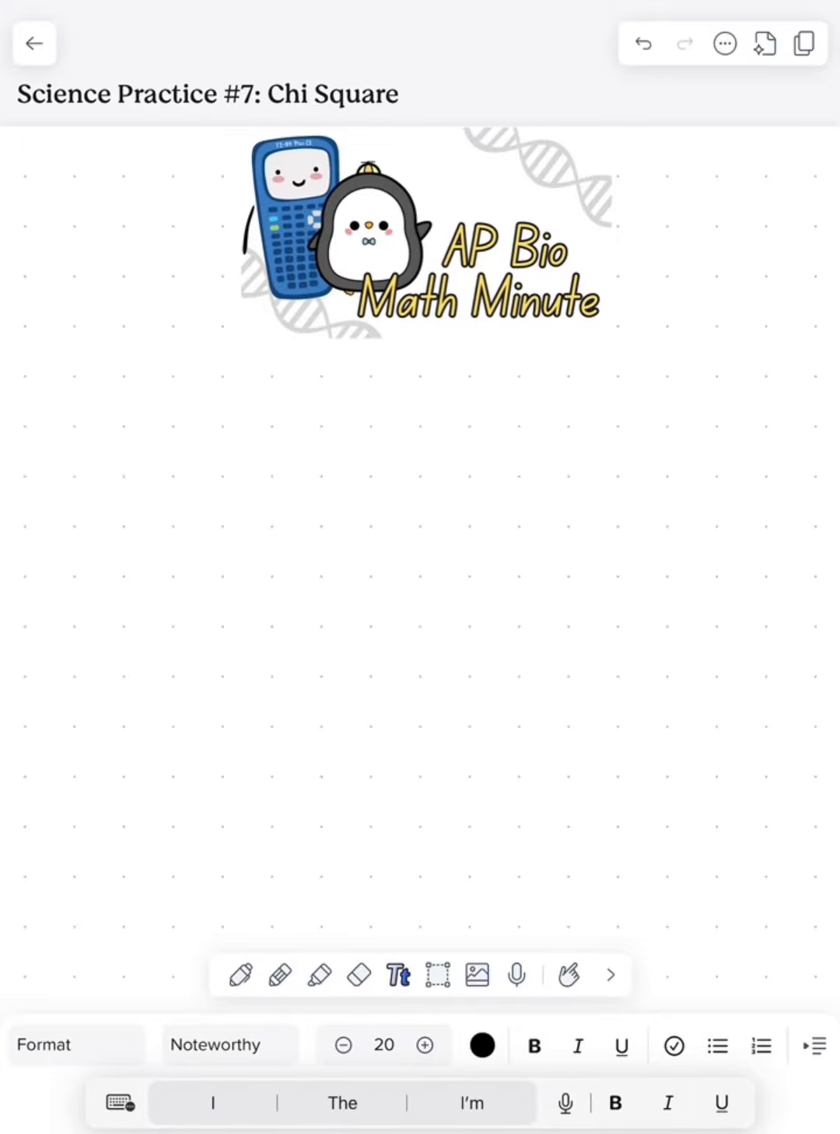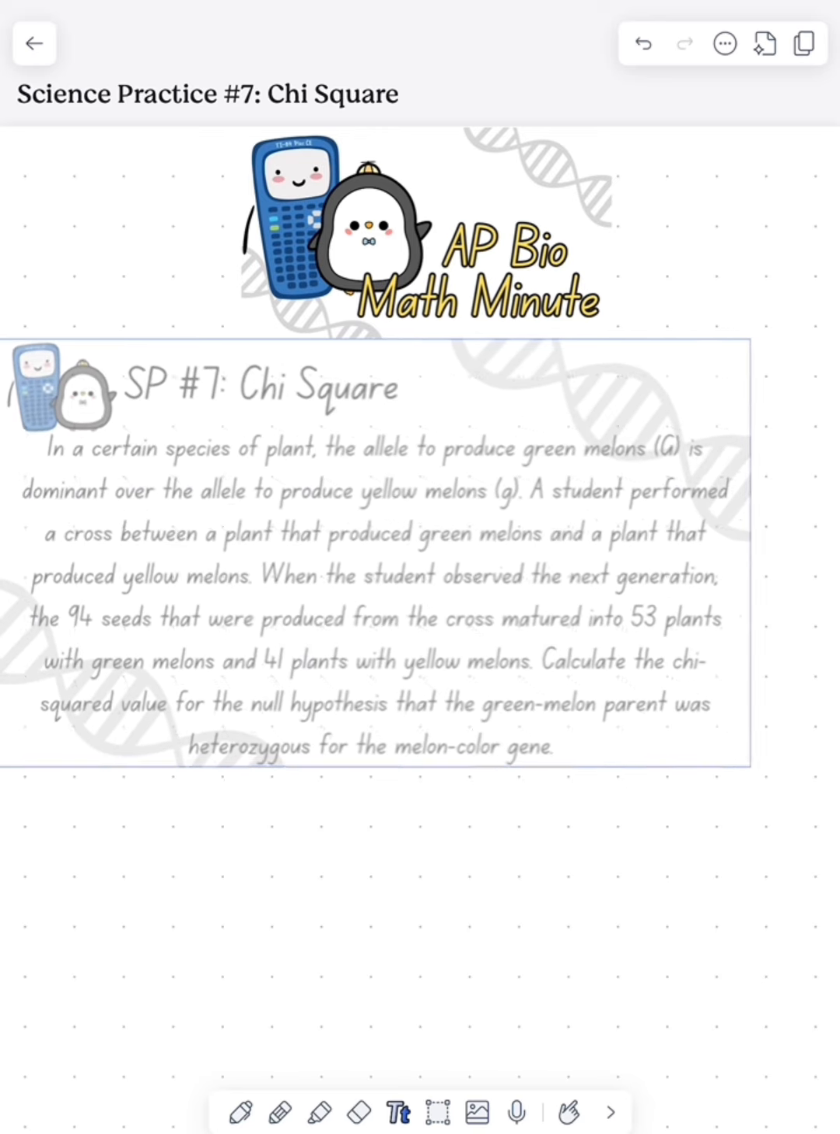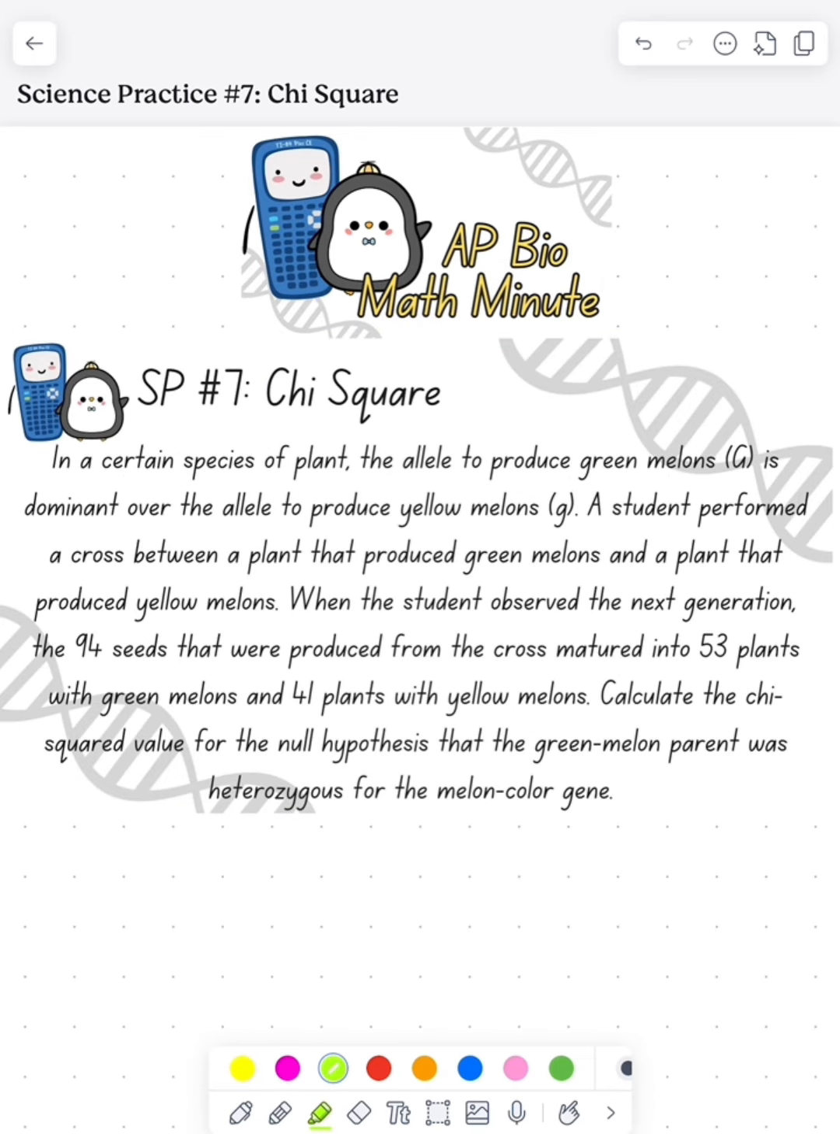Today we're going to do a little AP Bio Math Minute looking at chi-square analysis. The dominant allele will give us green melons and the recessive allele gives us yellow melons. If we cross a green and a yellow melon together, we have 94 offspring, 53 of which will be green and 41 that are yellow. We need to state the null hypothesis that the green plant is heterozygous, so capital G, lowercase g.